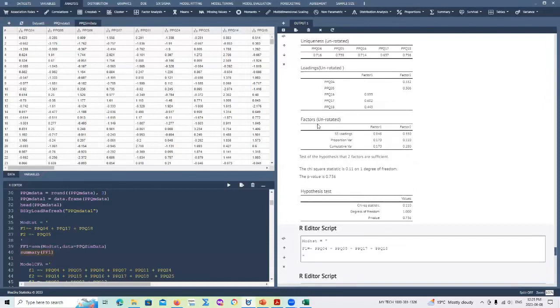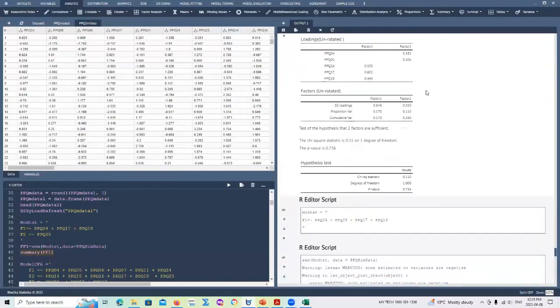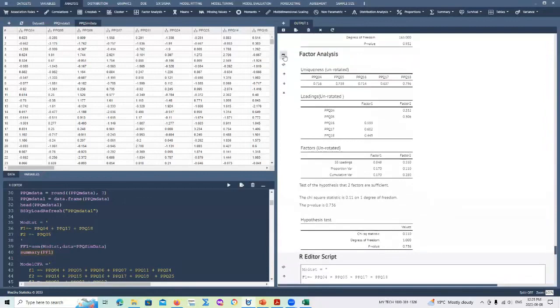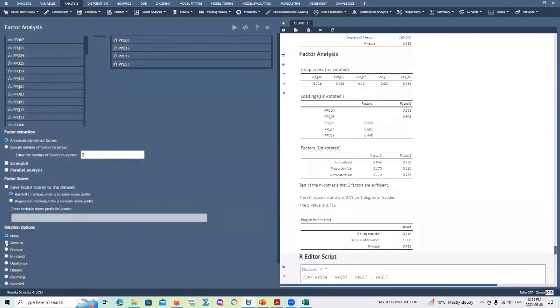This was... what happened to the rotated? I was reading the unrotated. Let me go back here. Oh, sorry. Yeah, I assumed that he had rotated, he had not.